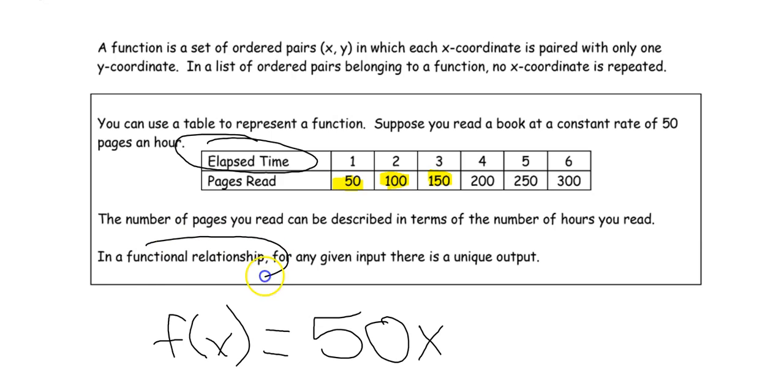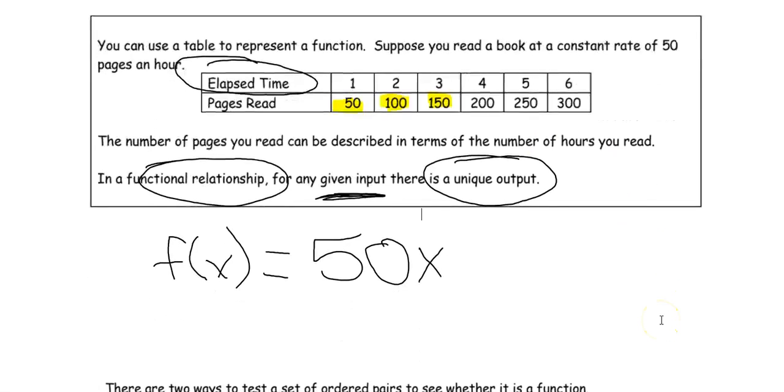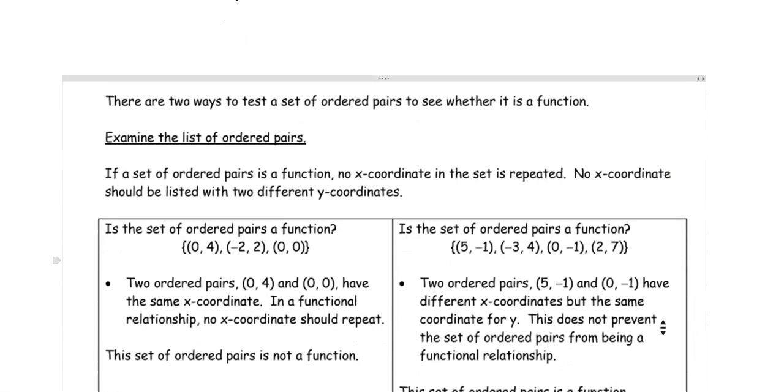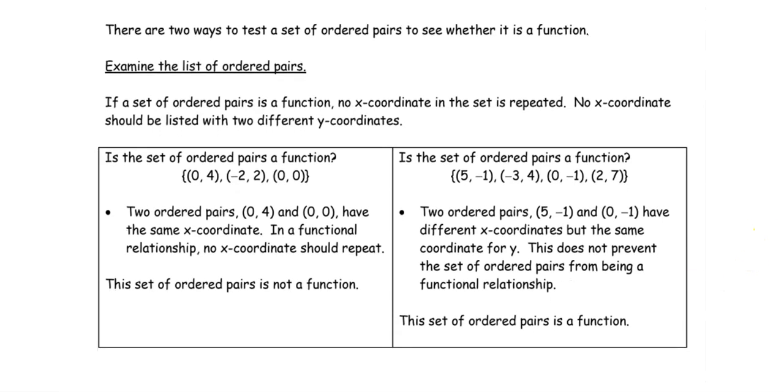The functional relationship, then, what we're looking at, anytime we have a functional relationship, we can put any input, but there can only be one unique output. We can't have multiple outputs for the same input. We can't read for 3 hours and read 150 and 200 pages. That just doesn't make sense. That's not a function. When we're looking at functions, we want to test equations to see if they are functions, or test relationships to see if they're functions.